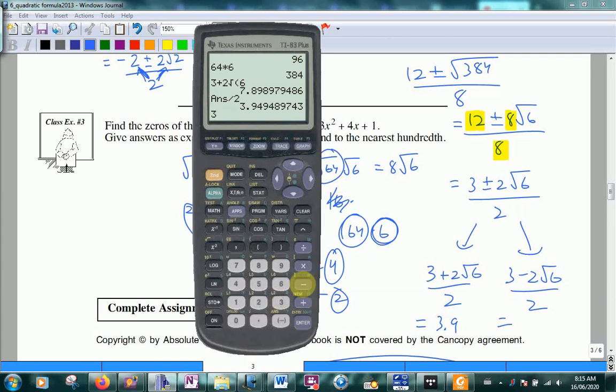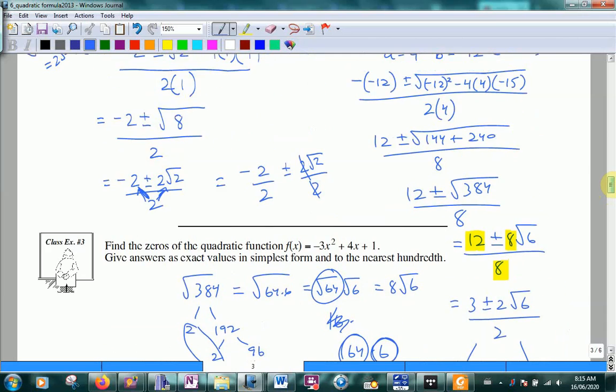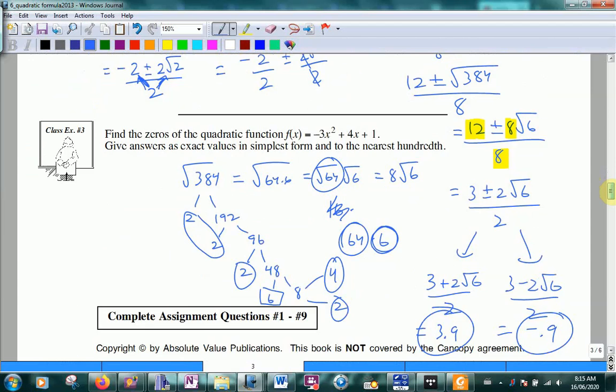I gotta research my significant figures here to get an exact answer off the top of my head. Like I say, I've seen it both ways. And minus 0.9, let's call that. Okay, there's the two roots. X-intercepts. Zeros, whatever you want to call them. Okay, tough question. But, like I said, quadratic formula, that's the way you're going to solve these guys.